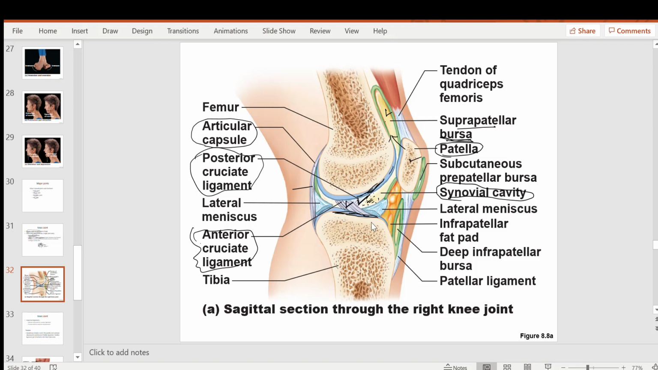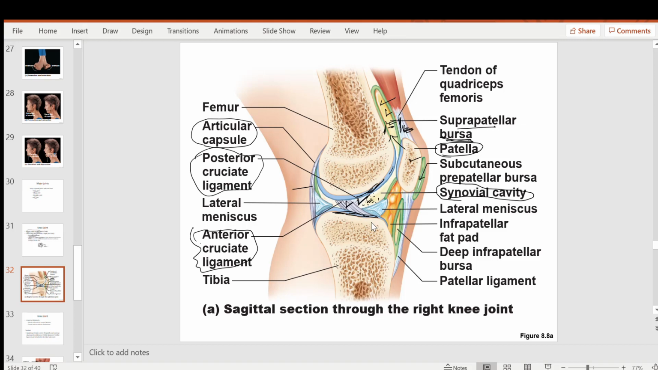And why is this one present here? Because you see this is the tendon of quadriceps muscle. So quadriceps tendon, and this is a big tendon, and this bursa, suprapatellar bursa, separates this tendon and the bone, femur. So when you move the joint, the friction is reduced by this bursa.